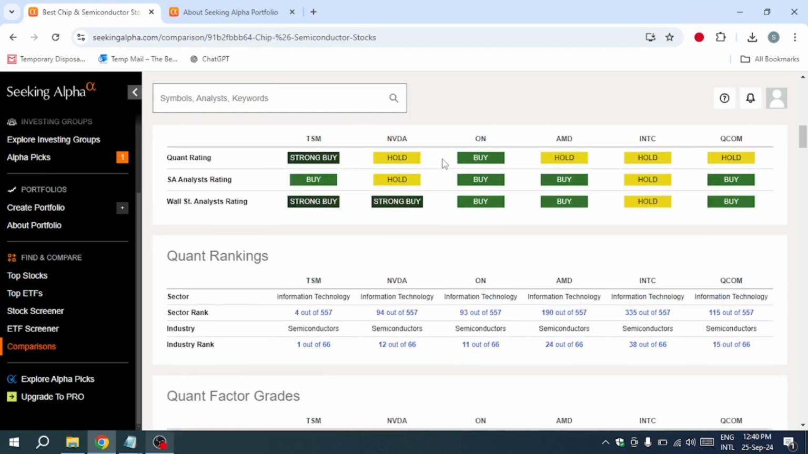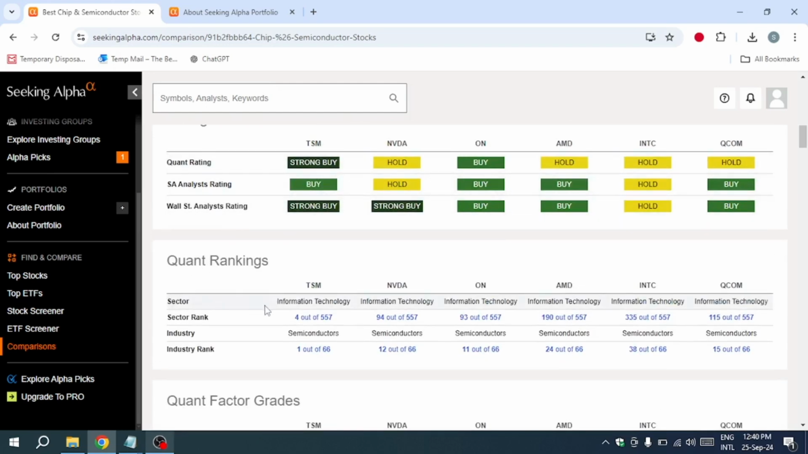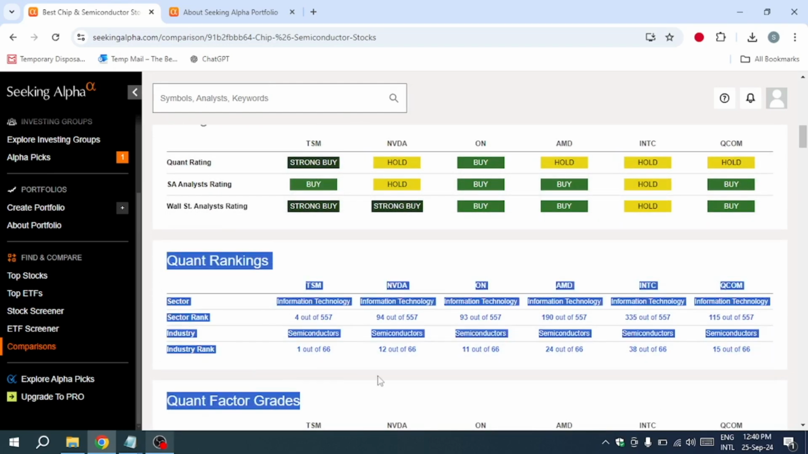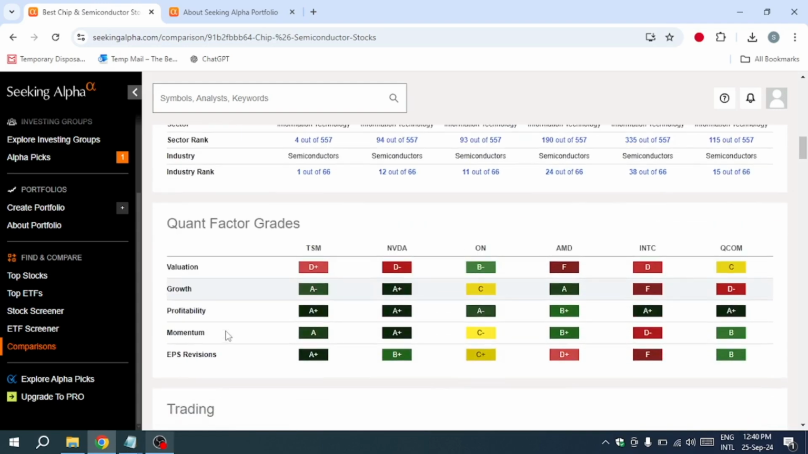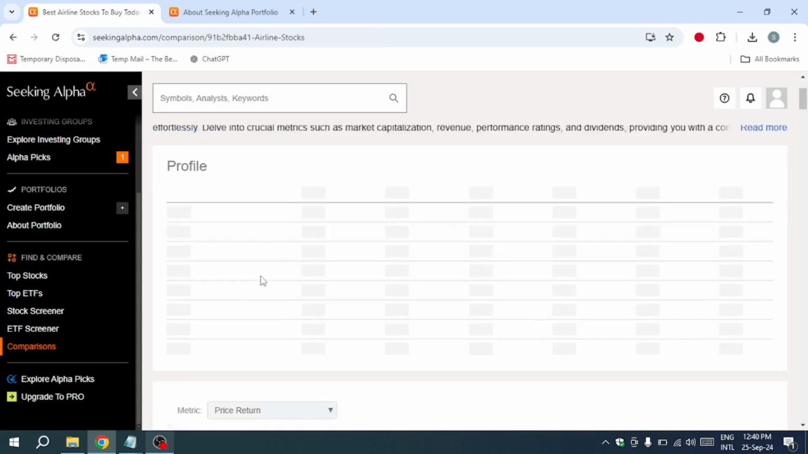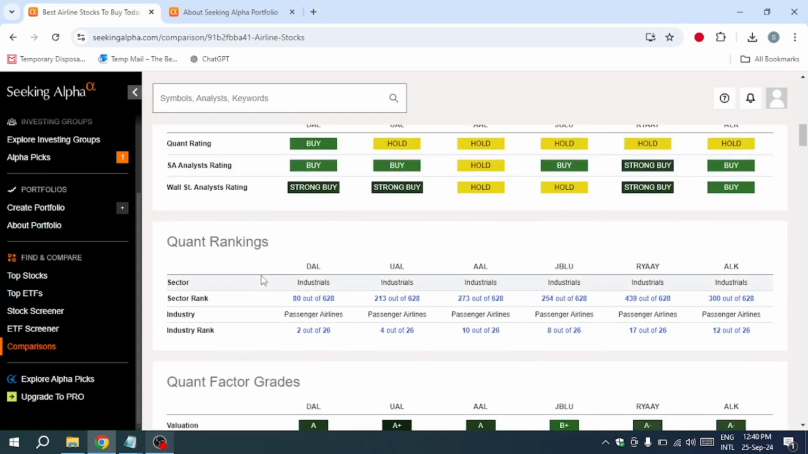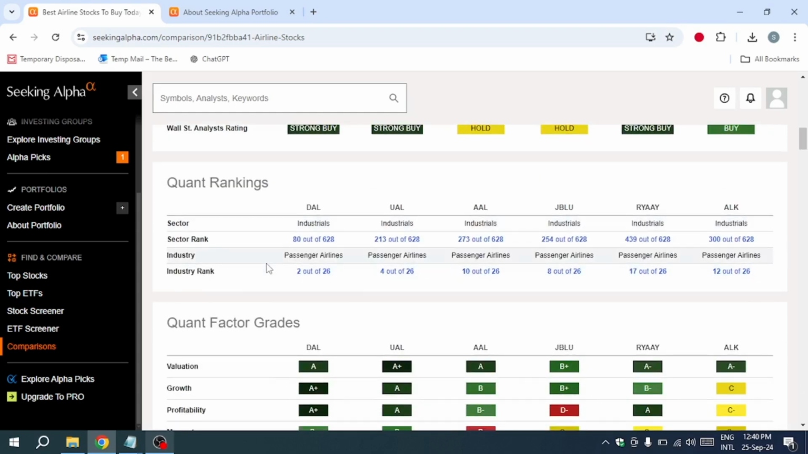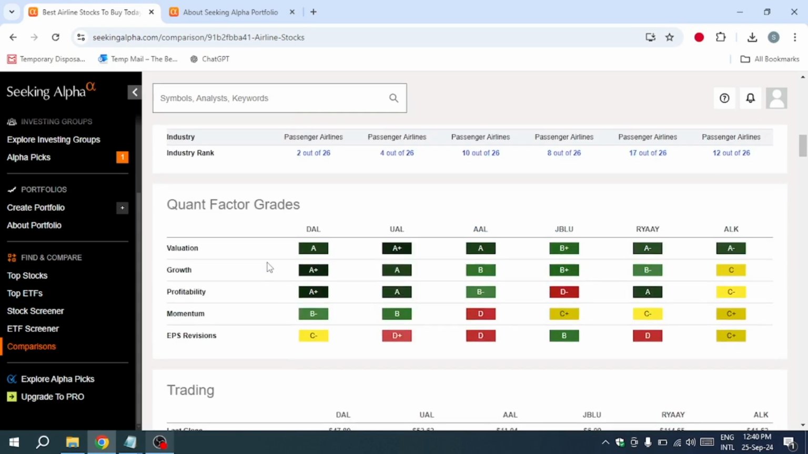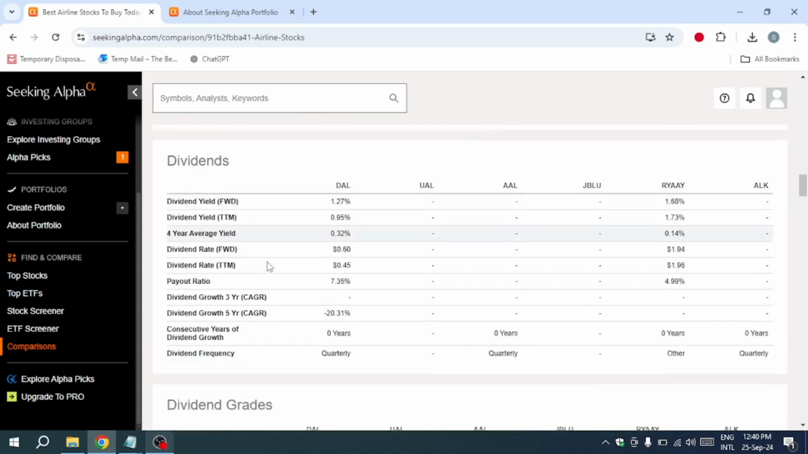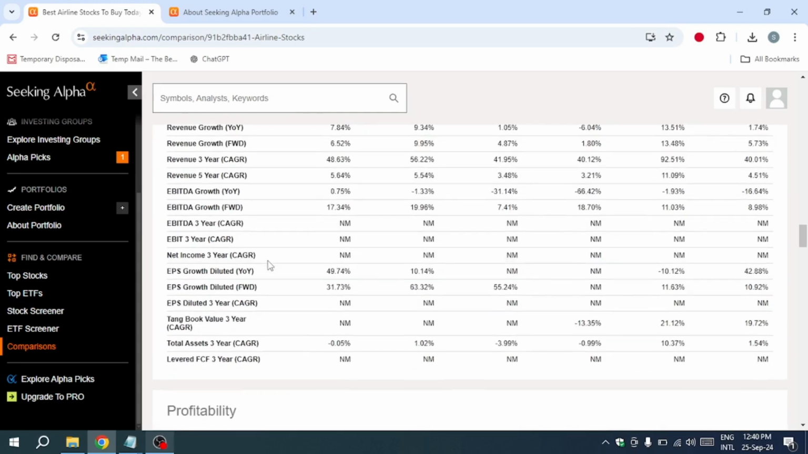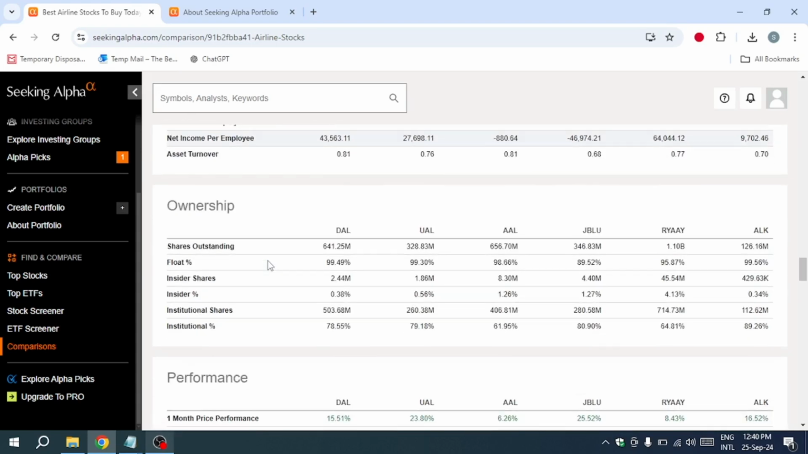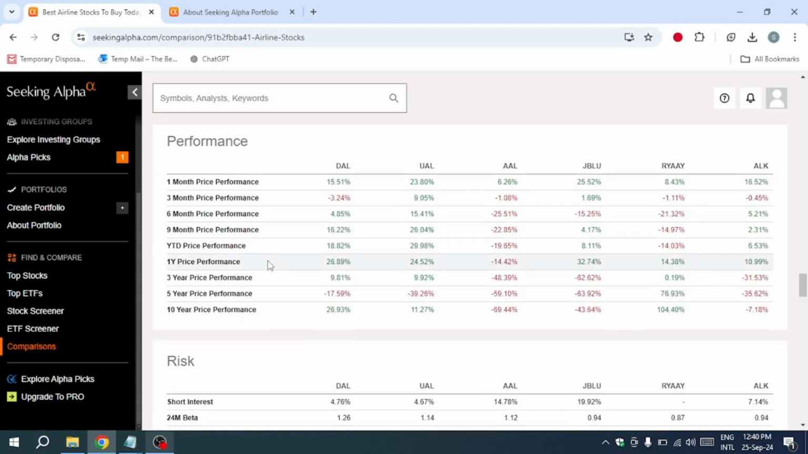Another feature that I absolutely love is the quant ratings. Seeking Alpha has developed an innovative rating system that evaluates stocks based on various factors, including value, growth, and momentum. These ratings provide a quick snapshot of a stock's potential performance, enabling you to gauge its suitability for your portfolio. When you search for any stock, you can easily find its quant rating, offering you foundational insight into whether it might be worth further exploration.